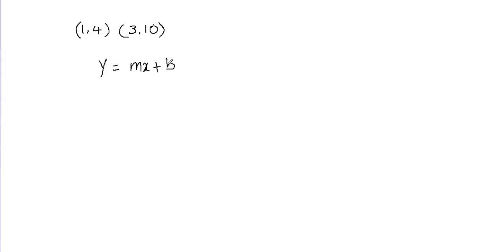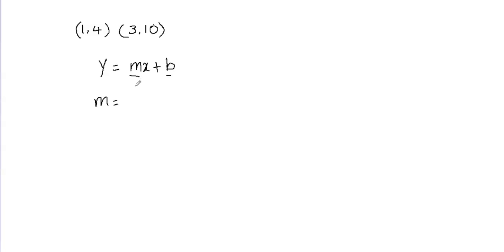Now to find the equation of a line, I only need to find two things. The m stands for slope, that means I need to find the slope of a line, and the second thing I need is the y-intercept, which is b. Now, how do I find the slope of a line?